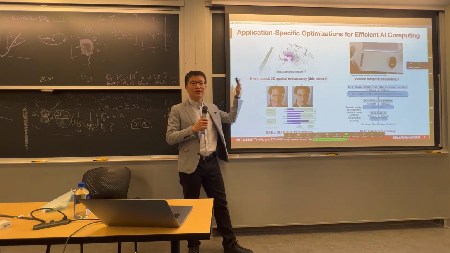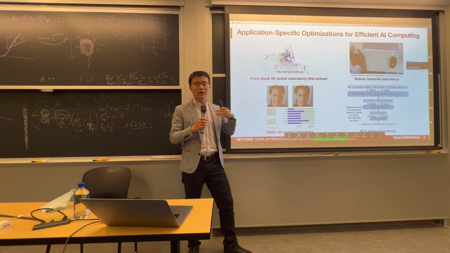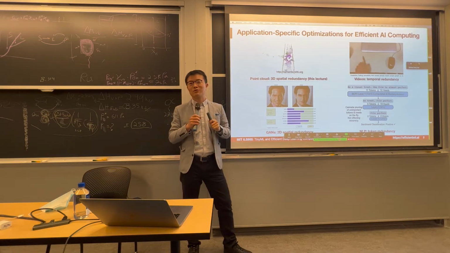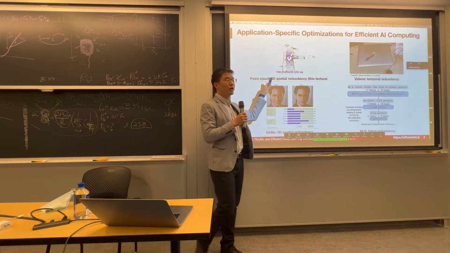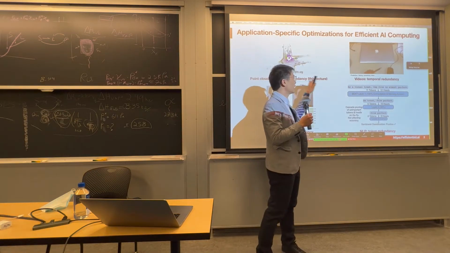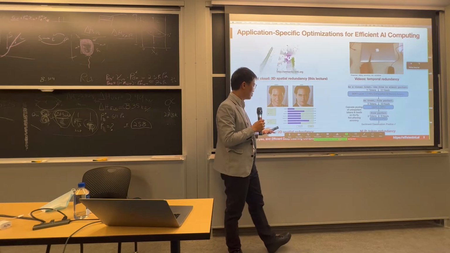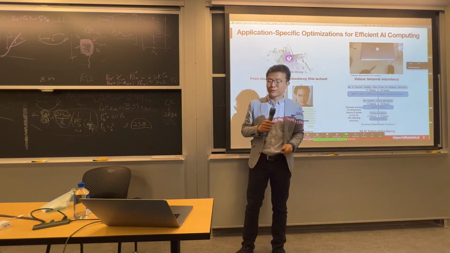So these are the examples of the big picture that we are going to learn this week and also next week. Spatial redundancy, temporal redundancy, 2D spatial redundancy, and also token-level redundancy.